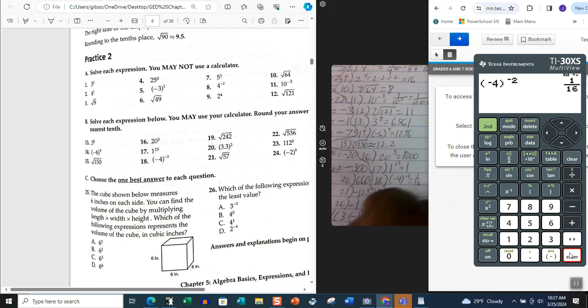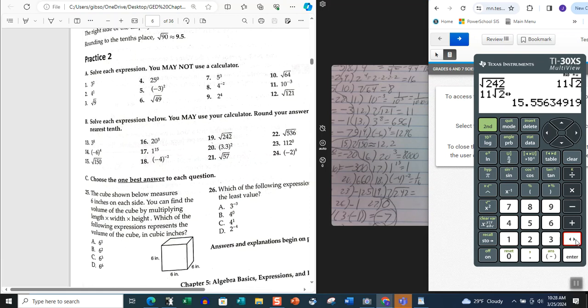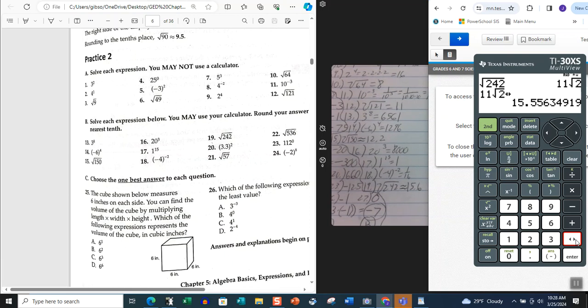Okay, problem 19. Square root of 242. Clear that. Second, x squared, 242. Press enter. And then we have to press the toggle button. If we round to 1 decimal place, that'll be 15.6. And we got to make this equal sign curly to make it an approximation. So your final answer for problem 19 is 15.6.